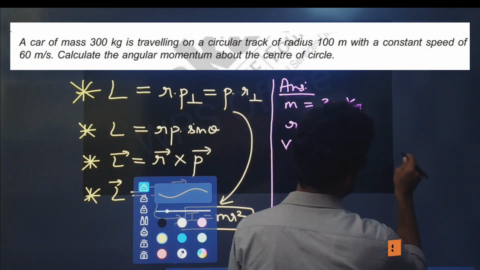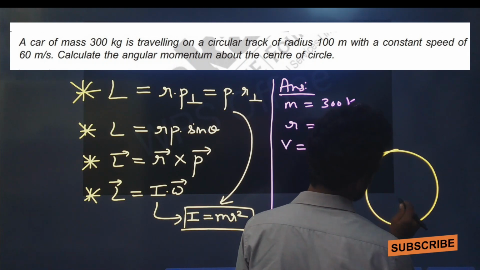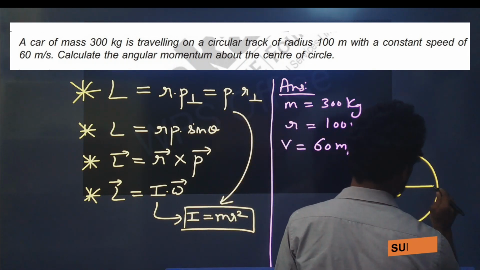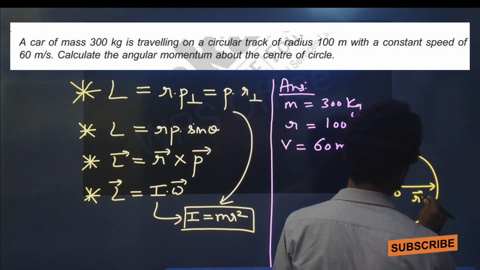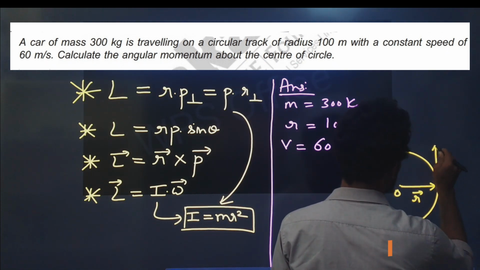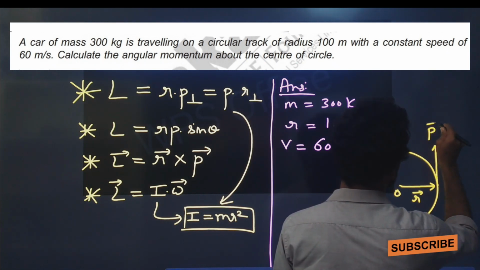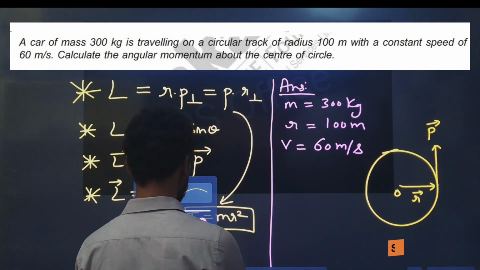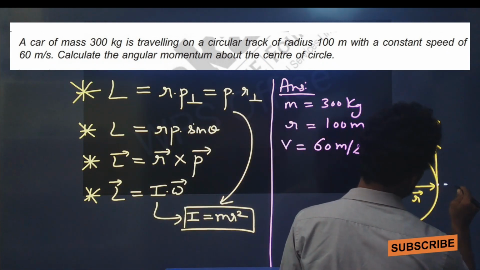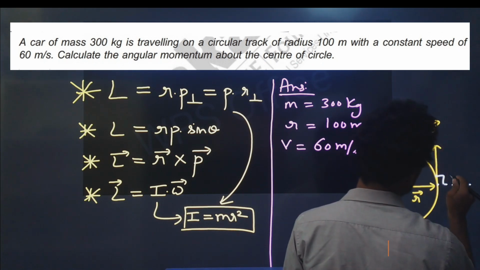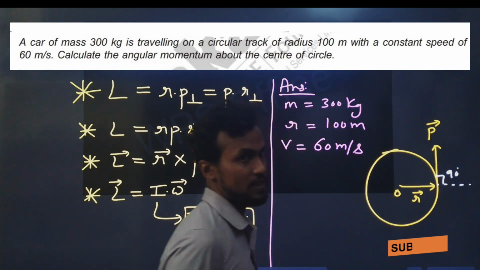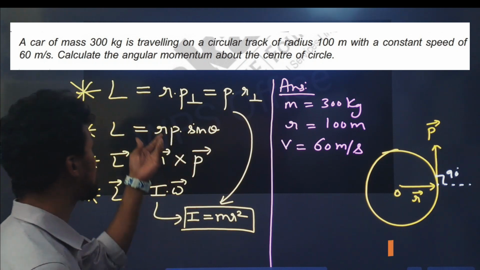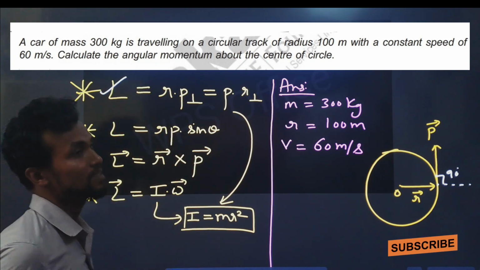Here I have drawn one circle. If the center is O, when any particle is moving in a circular path, this is the position vector and the velocity is always tangential, so this is the momentum. Here the position vector and the linear momentum make how much angle? 90 degrees. So whenever a particle is moving in a circular path, we can directly apply this case.